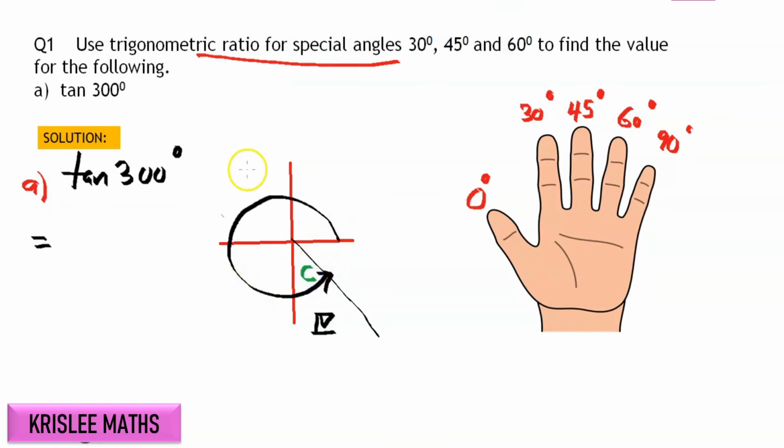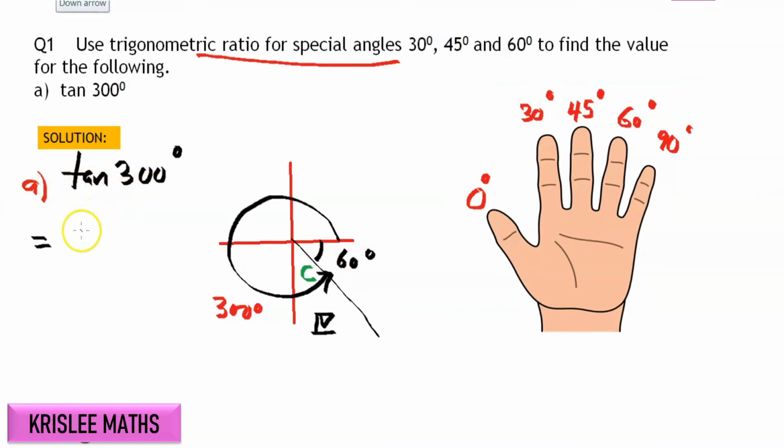Okay, now here, if this is 300 degrees, therefore the acute angle is 60 degrees. Remember, the acute angle must lie between the x-axis and the radius. So this is the radius, this is the x-axis. So the acute angle in the 4th quadrant is now 60 degrees. Okay, so let's continue with the question.